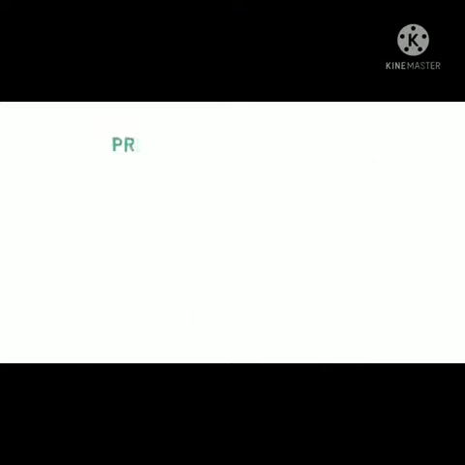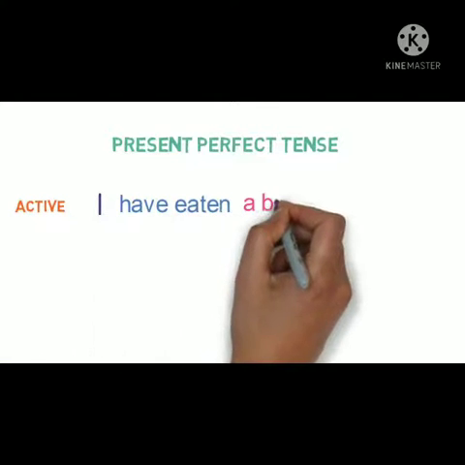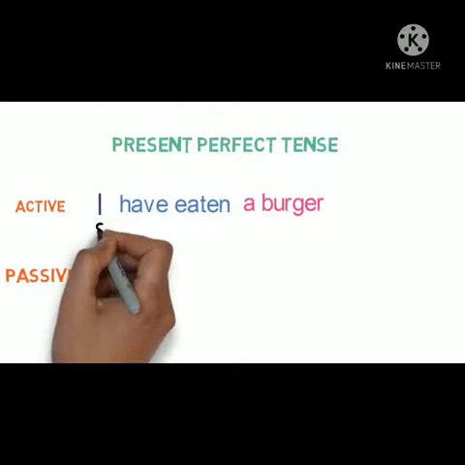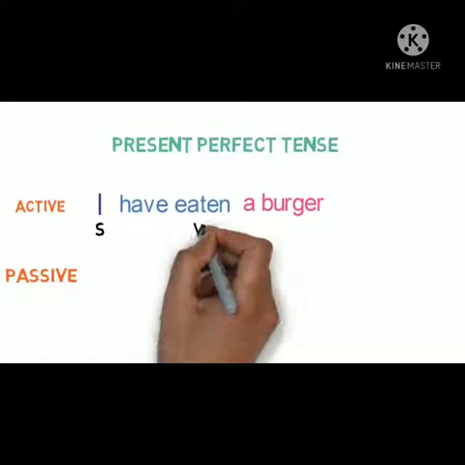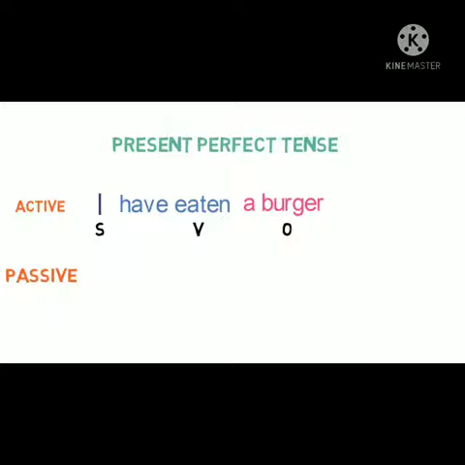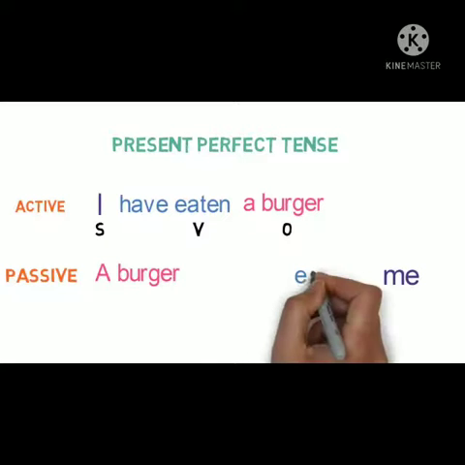Now let's see an example of present perfect tense. Active sentence. I have eaten a burger. Firstly, we need to identify SVO, that is subject, verb and object. So here I is the subject, eaten is the verb and a burger is the object. Now let's swap the position of object and subject. Here it will be a burger and at this position it will be me. Now converting the main verb to third form, it will be eaten.